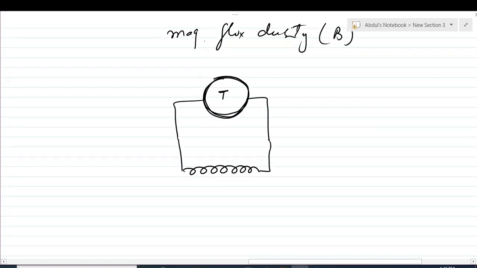then this coil is called a search coil. If any coil is connected with a voltmeter calibrated into Tesla, that coil is called a search coil, and it is used to measure non-uniform magnetic field.